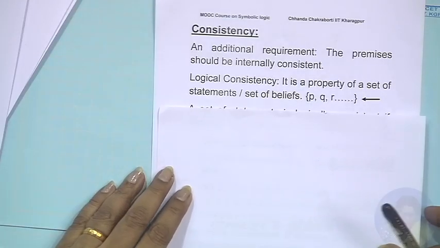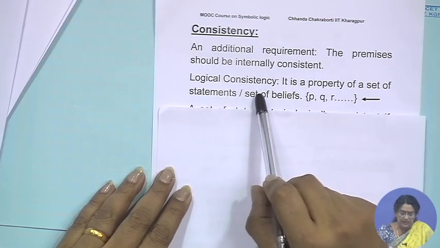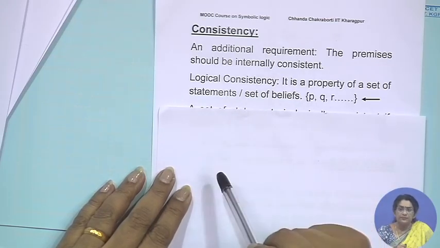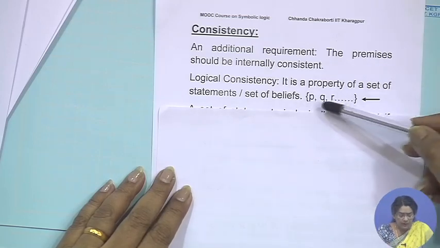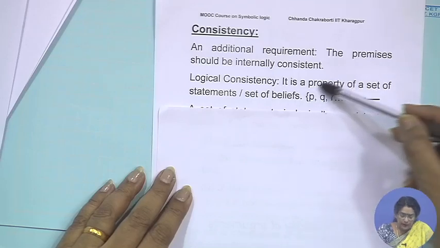Why? Because soundness, remember, only ensures that the premises are true, but consistency ensures that the truth of these premises is not incompatible. It is not that when one premise is true, it cancels the truth of the other premise. Okay. So, let us see how we have defined this logical consistency. First of all, note, as I said, logical consistency is a property of a set of statements or a set of beliefs. So, suppose you have P, Q, R, these are propositions or statements, and we are looking into the entire set.